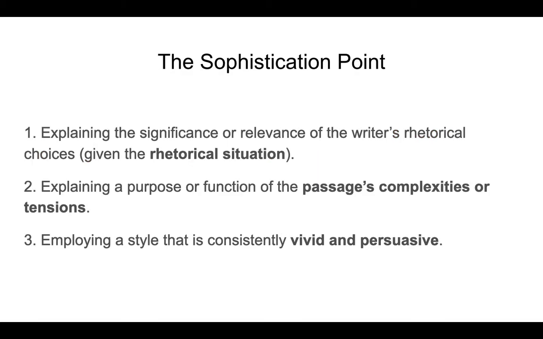So for the sophistication point, here's the 3 ways you get it. It's a tough point to get. I think more of you guys are going to get it than think you're going to get it, but that's just my gut. So the first way you can get it is explain the significance or relevance of the writer's choices given the rhetorical situation.